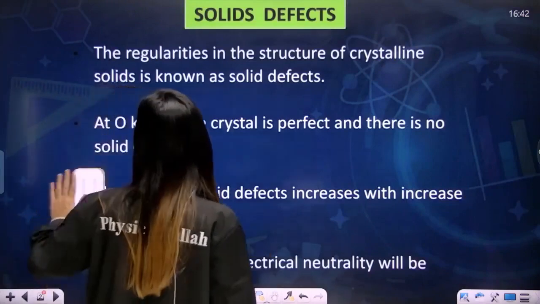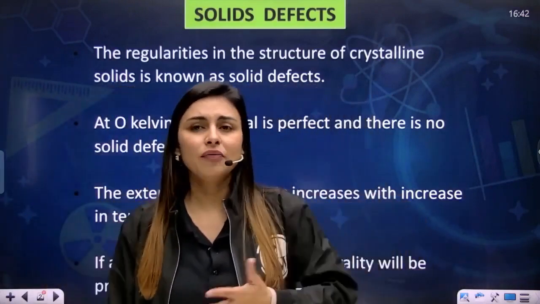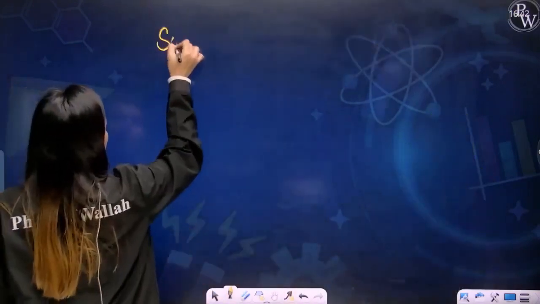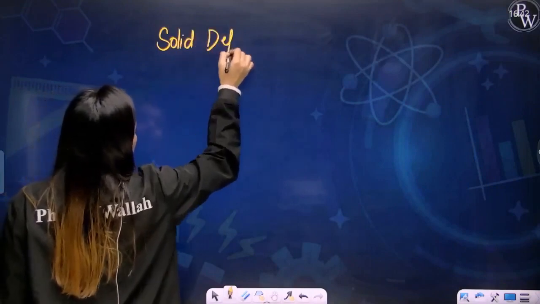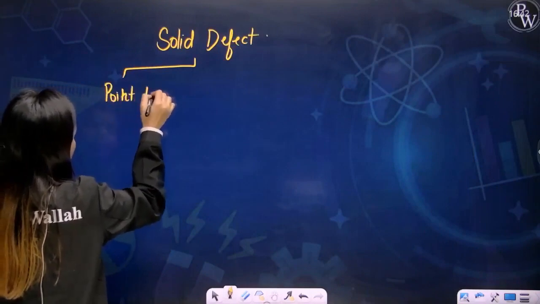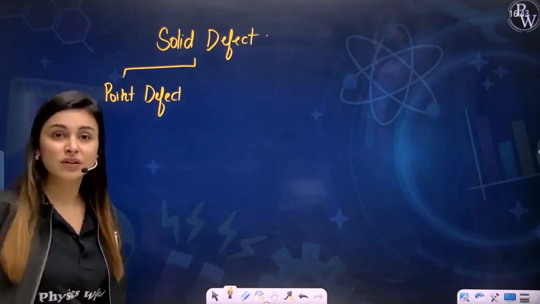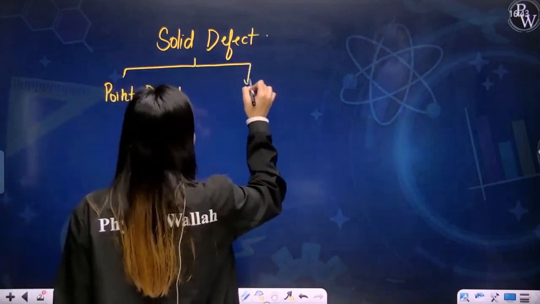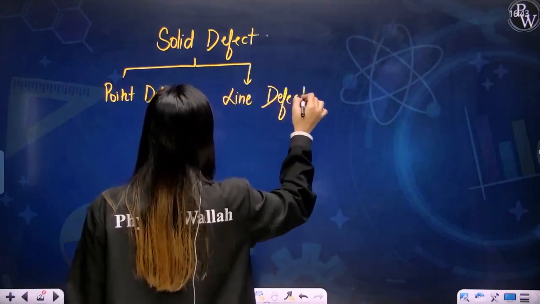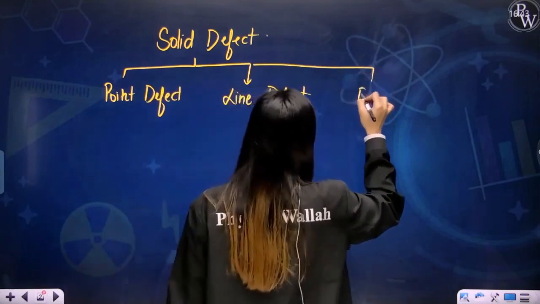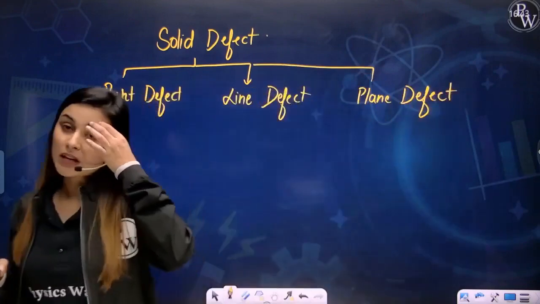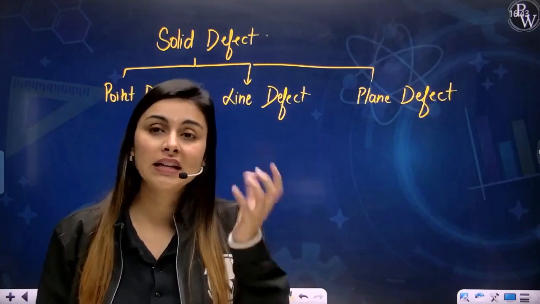If you talk about solid defects, my dear students, solid defects can be of different types. It can be a point defect. That is a defect at one particular point of a solid, right? The other thing could be a line defect. Might be some line in a solid is completely defected, then it will be known as a line defect. And the third type would be your plane defect. When the complete plane has some defect in it, that is known as the plane defect.